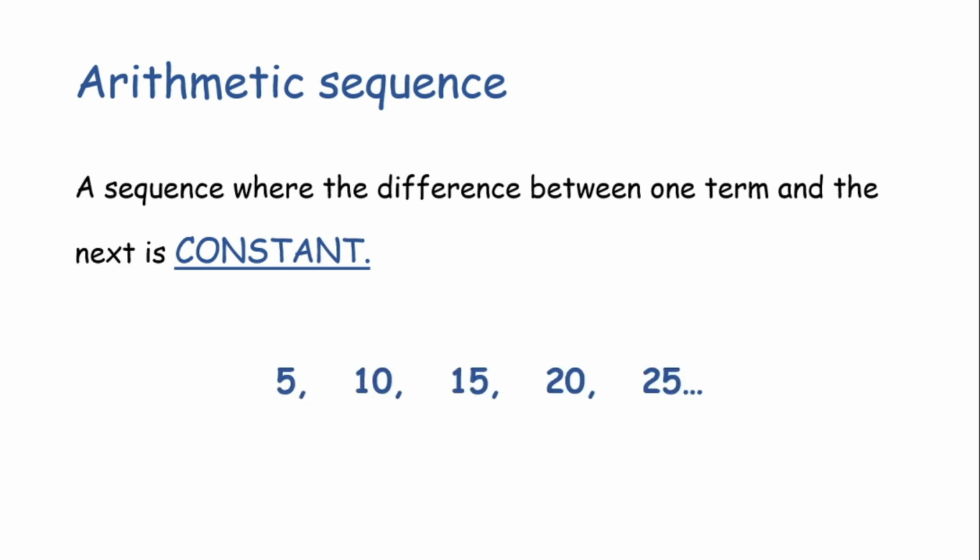Here we are given the numbers 5, 10, 15, 20, and 25. The number 5 represents the first term of the sequence. Number 10 is the second term. Number 15 is the third term, 20 the fourth term, and 25 the fifth term, and so on. In this case, this is an arithmetic sequence because the common difference between the two consecutive terms is 5.